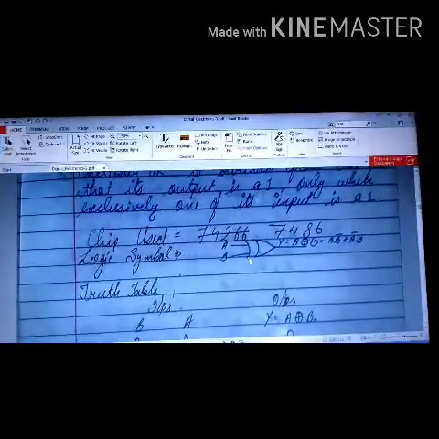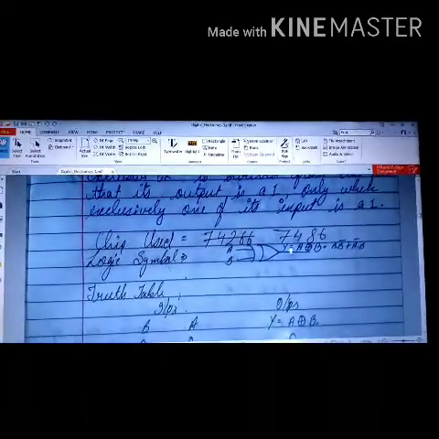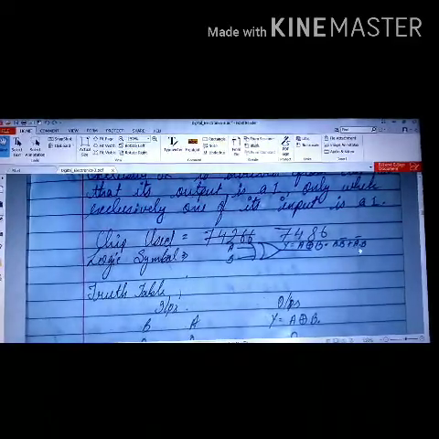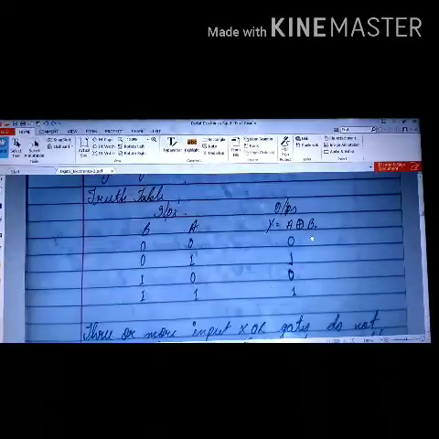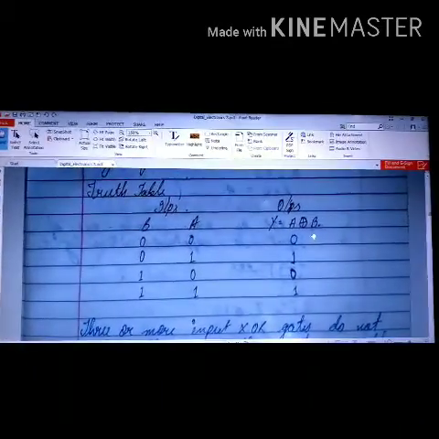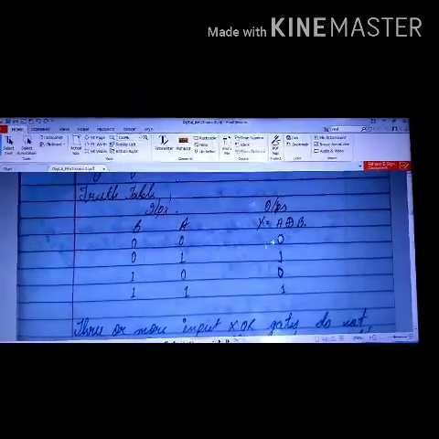The symbol is something like this: an extra curve has been added to the symbol of the OR gate. So with both the inputs A and B, the output will be A XOR B, which is A dot B bar plus A bar dot B. Its truth table is shown here, where inputs A and B are shown and the output is A XOR B.